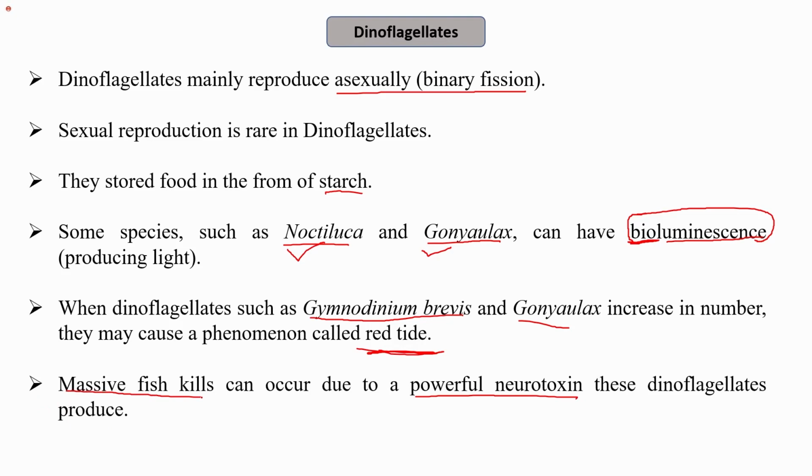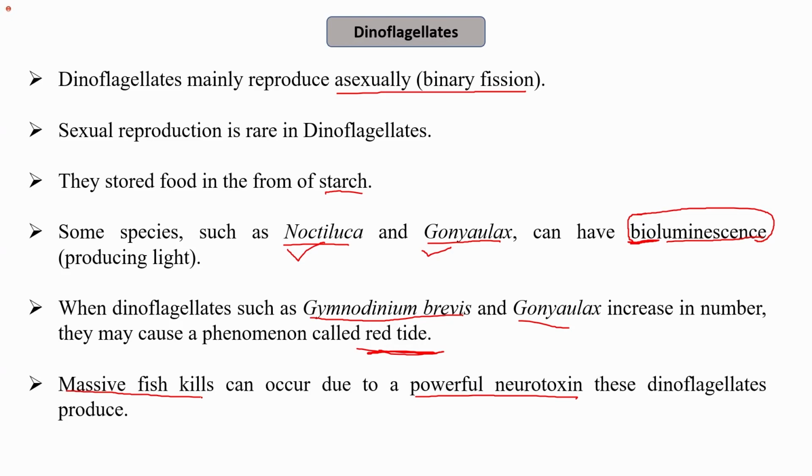So when they release these toxins into the environment, the water becomes so toxic that it leads to massive fish killing. And also these toxins enter into the food cycle and can harm humans as well if the infected fish is eaten by humans. So these toxins are that dangerous.